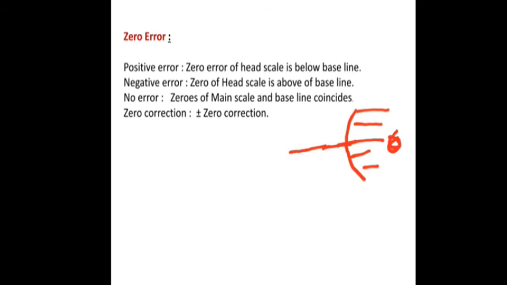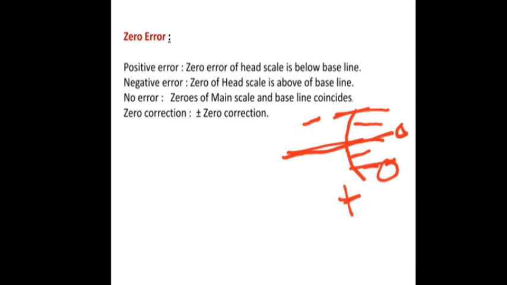Now for the pitch scale, suppose this is the pitch scale. If the zero of the head scale comes down below the baseline, then the error is positive. If the zero of the head scale is above the baseline, it is negative. If the zero of the head scale is along with the baseline, then there is no error. So this is what it is.